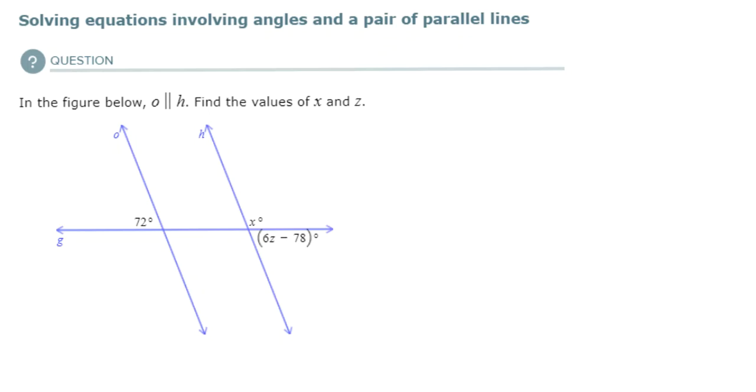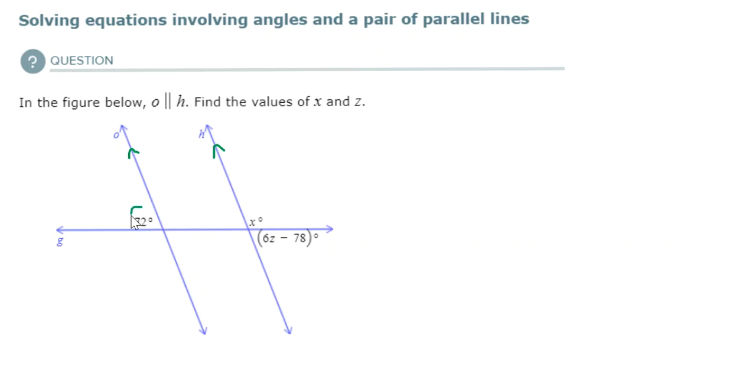Ronnie. This video is going to walk you through solving equations involving angles and a pair of parallel lines. So here it says that line O is parallel to line H, so they're running in the same direction, never going to intersect. We're finding the values of x and z. So here we have these two angles that we don't know the measure of, but we do know this one over here, which is 72 degrees.